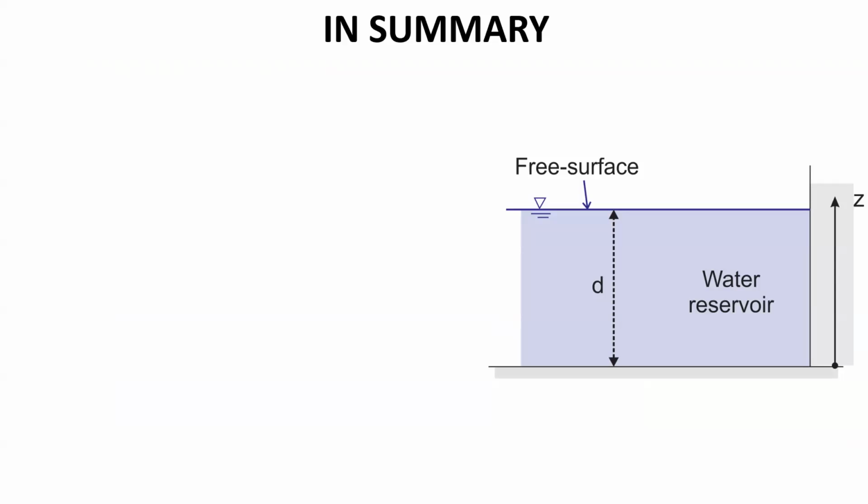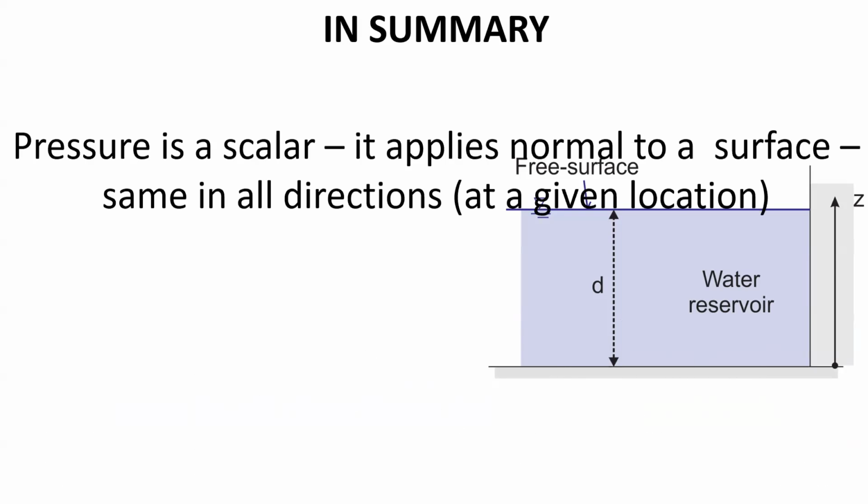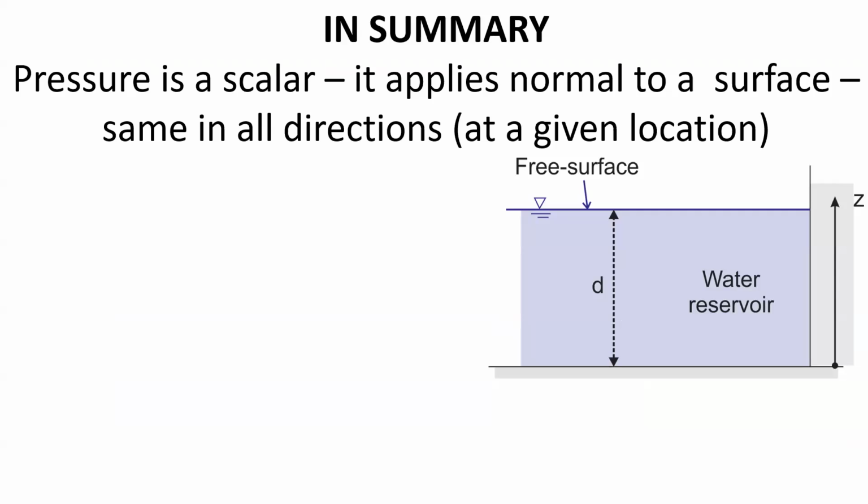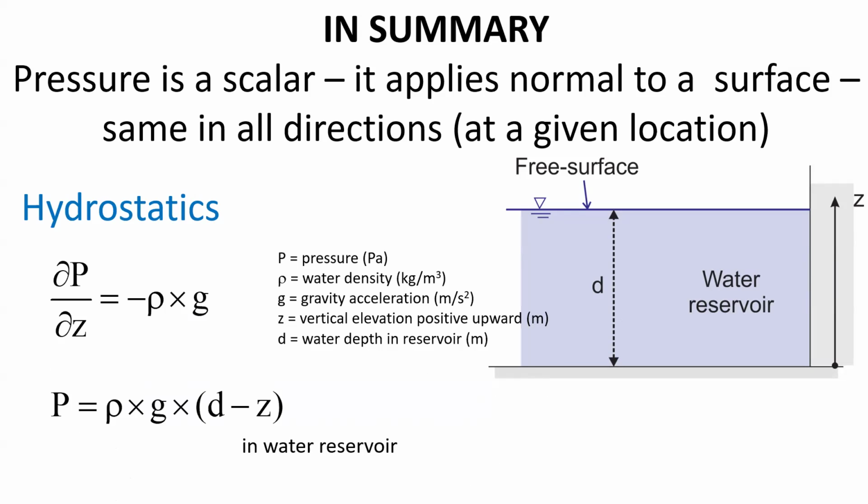So in summary, pressure is a scalar. It applies normal to a surface, and it is the same in all directions at a given location. We may apply it to hydrostatics to understand and calculate the pressure in a water reservoir, with a hydrostatic pressure gradient equal to minus rho g, and the pressure at an elevation z in the water reservoir being equal to rho g (d minus z).